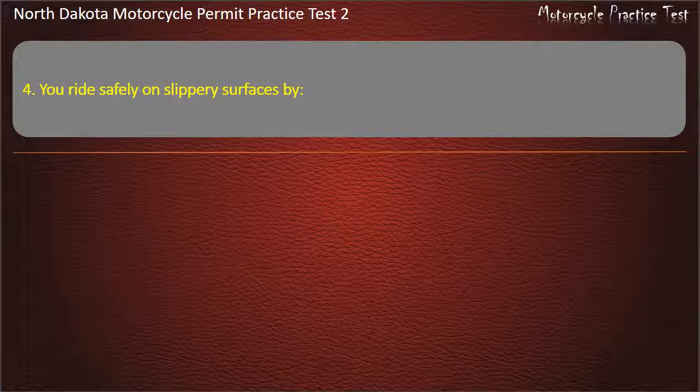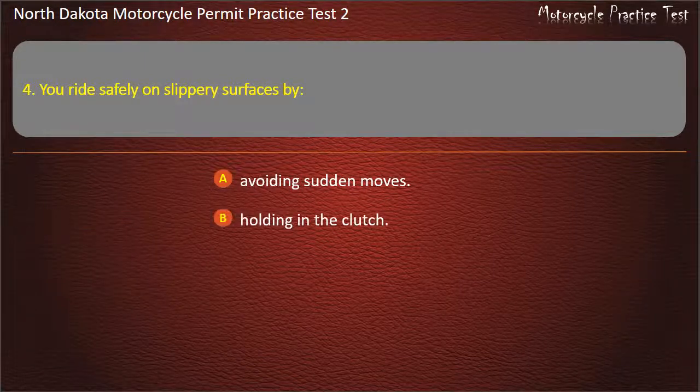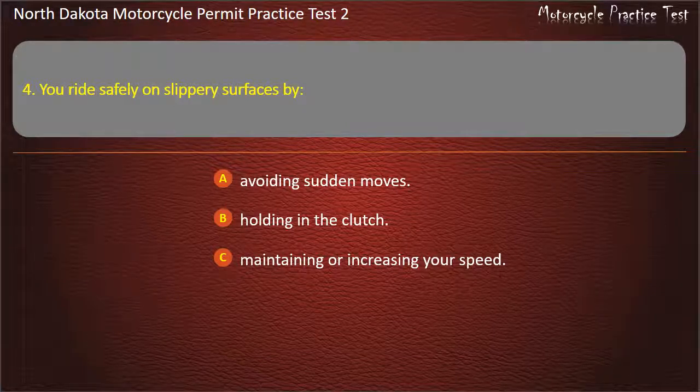Question 4. You ride safely on slippery surfaces by: Avoiding sudden moves. Holding in the clutch. Maintaining or increasing your speed. Leaning back. Answer: Avoiding sudden moves.